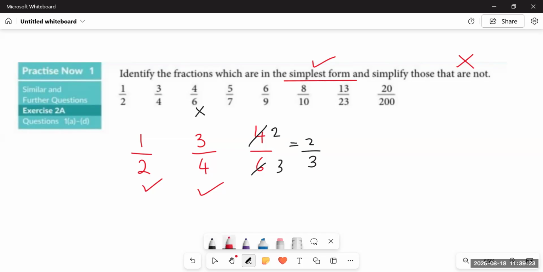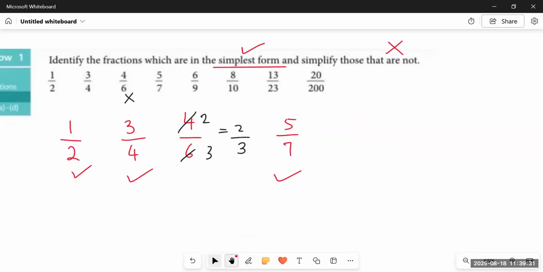The next one is 5 by 7. You can see that both of them are prime numbers. So yes, it is in its simplest form because we cannot simplify 5 with 7 as both of them are prime numbers. Then comes the next one, 6 by 9. One of the numbers is even, the other one is odd. So we cannot simplify them by 2, but we can see that 6 and 9 both are multiples of 3. So we can simplify them by 3. 3 2s are 6 and 3 3s are 9.